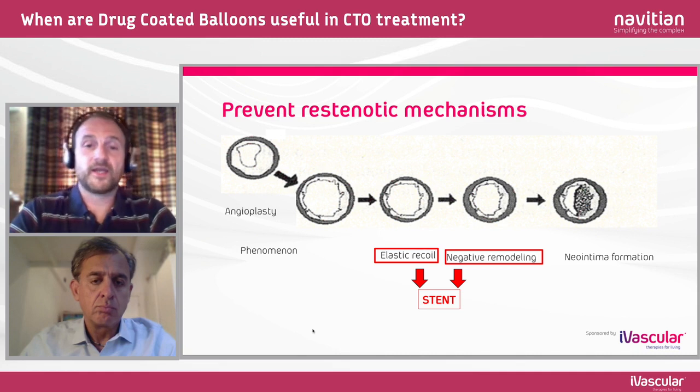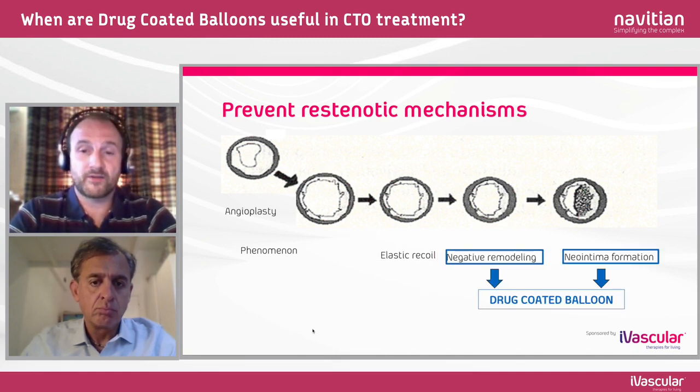On the other hand, DCB, drug-coated balloons, help mainly in reducing the negative remodeling, probably because the drug, paclitaxel, blocks some phenomena responsible for the shrinkage of the vessel, and of course they also block neointimal formation. This is crucial to remember when we think about drug-coated balloon in coronary arteries.